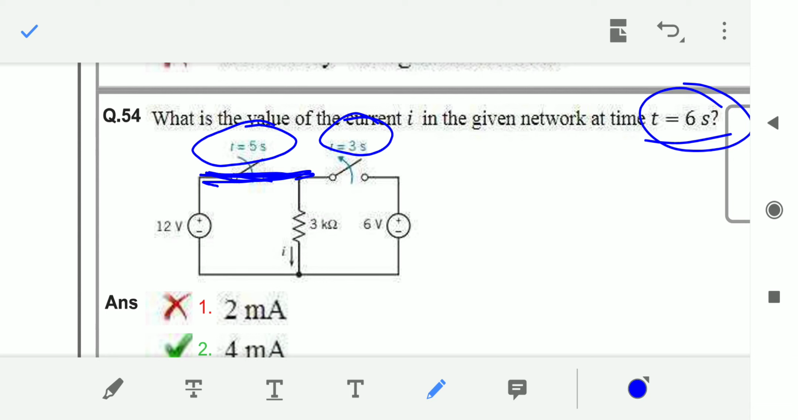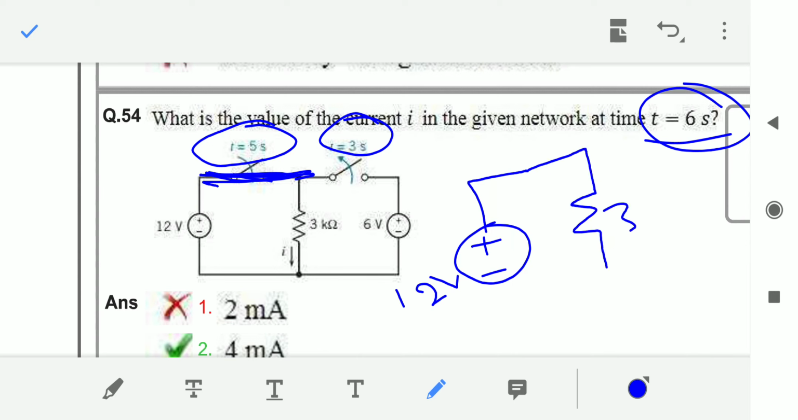So then our circuit will look like this: 12 volt, and this is 3K.